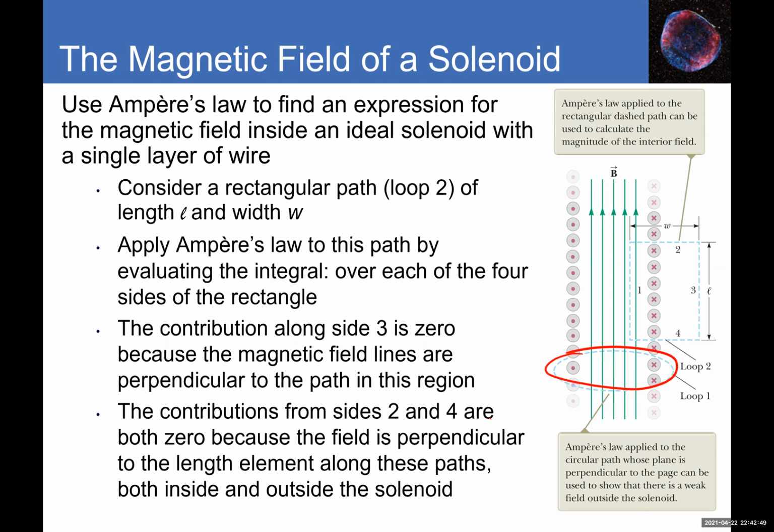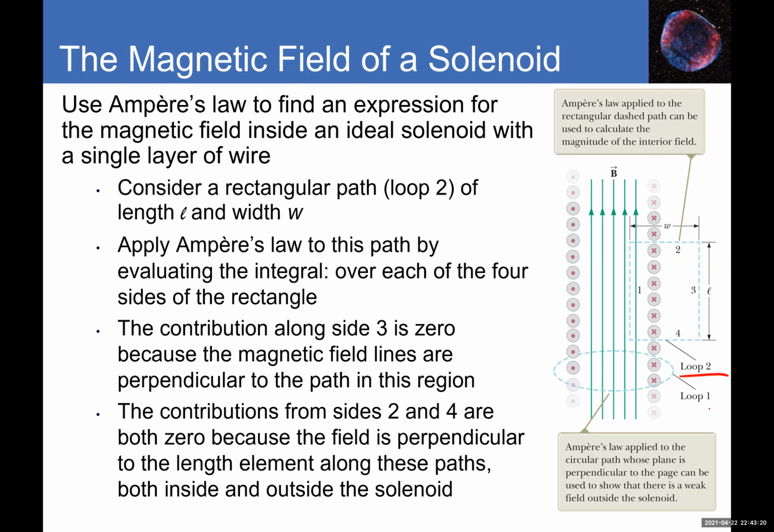So I have loop 2, loop 1. The idea is that we can apply Ampere's law to the circular path whose plane is perpendicular to the page. We can use this to show that there's a weak field outside the solenoid, which we can more or less ignore because it is very weak compared to the field inside. It's negligible. Let's then look at loop 2. Loop 2 allows us to find the magnetic field inside.